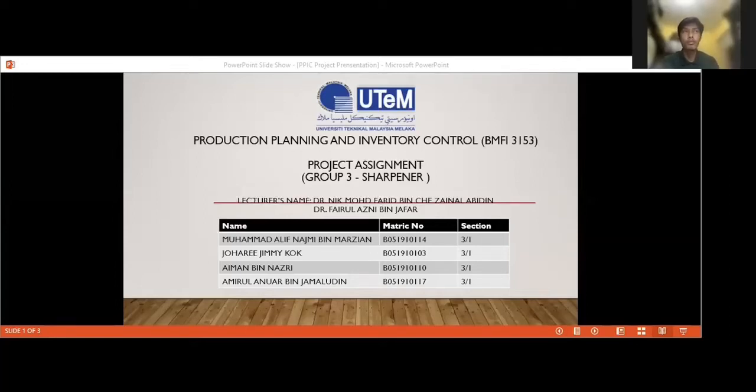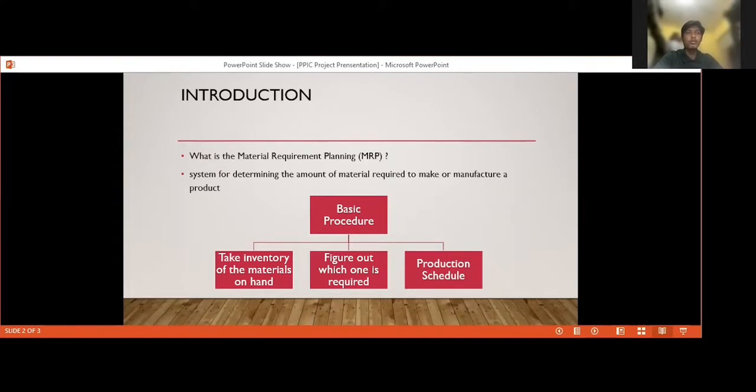My name is Aiman Binazi and we are group 3. We present about the material requirement planning for Sharpener. My group members are Muhammad Alif Najmi bin Mazian, Johari Jimiko and Amirul Anwar bin Jamaluddin. I will explain about the introduction of the MRP.